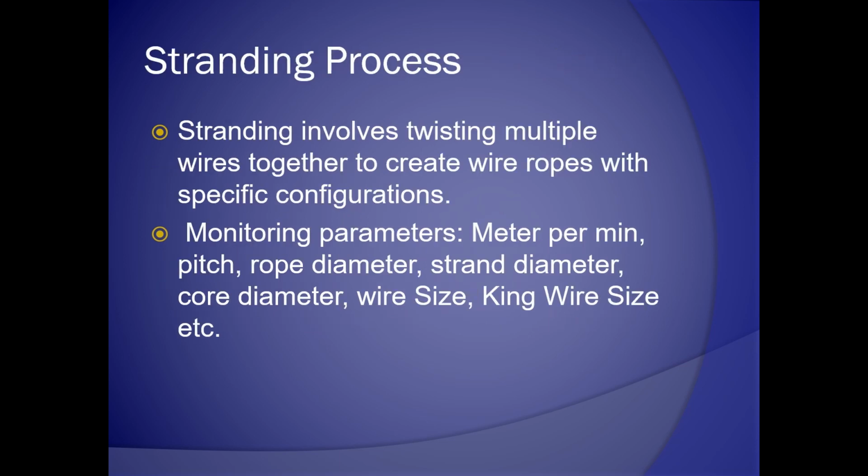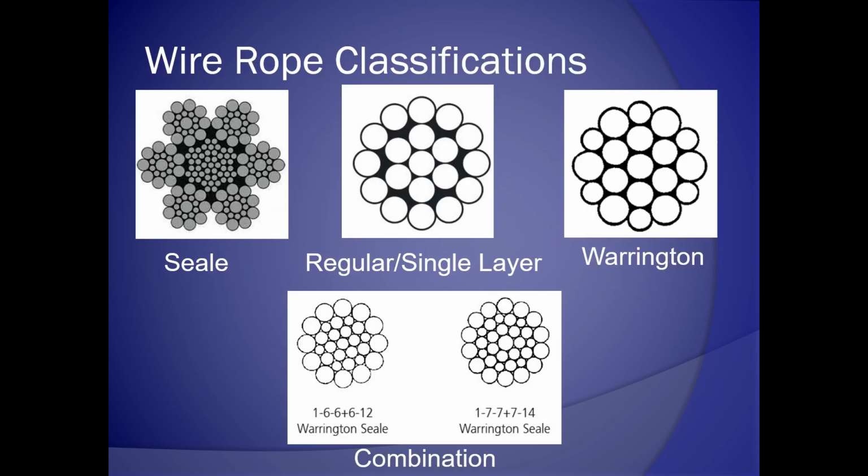Stranding process. The stranding process entails twisting multiple wires together to form wire ropes with specific configurations. Parameters such as meter per minute, pitch, rope diameter, strand diameter, and core diameter are closely monitored. This process is essential for creating wire ropes with the desired flexibility, strength, and characteristics.